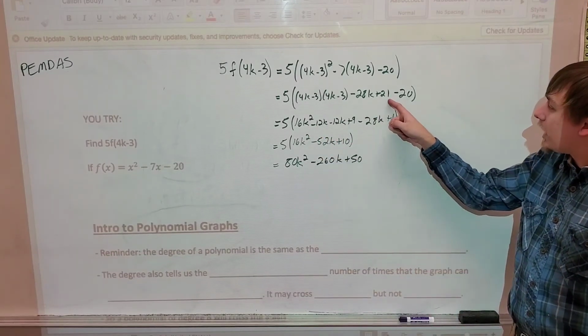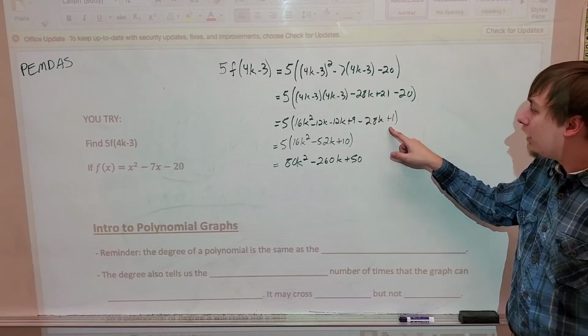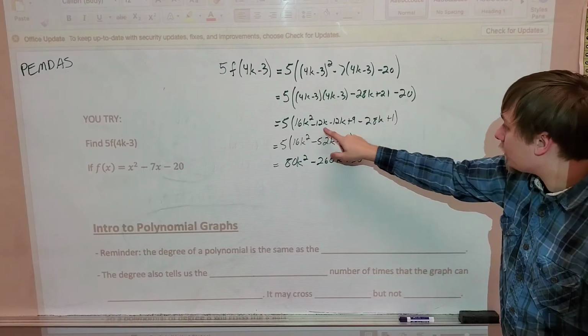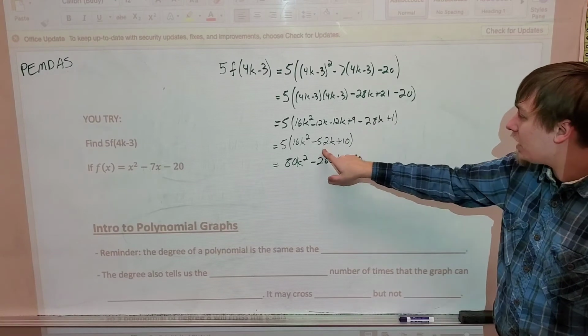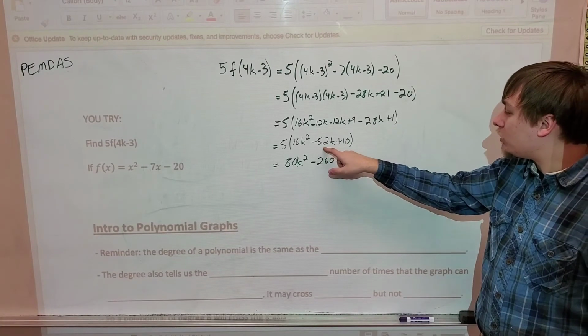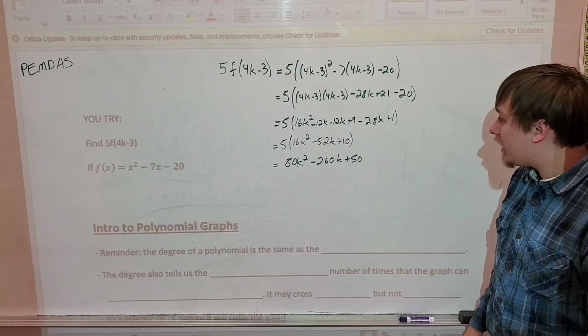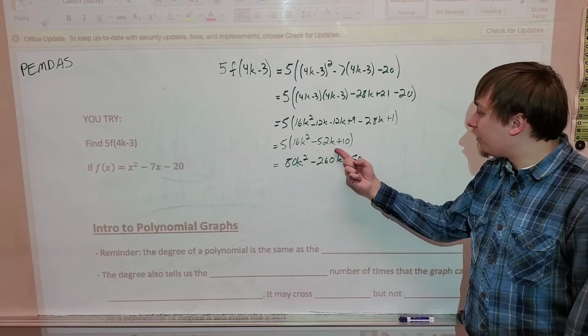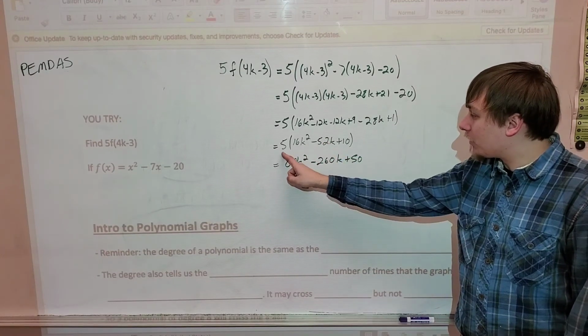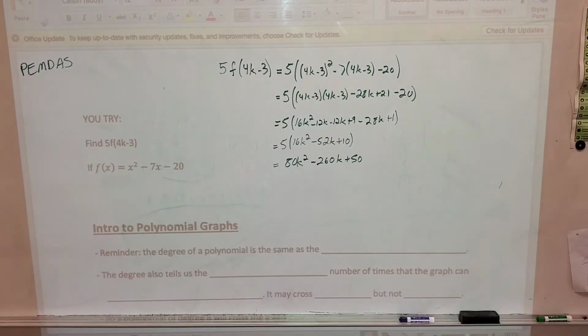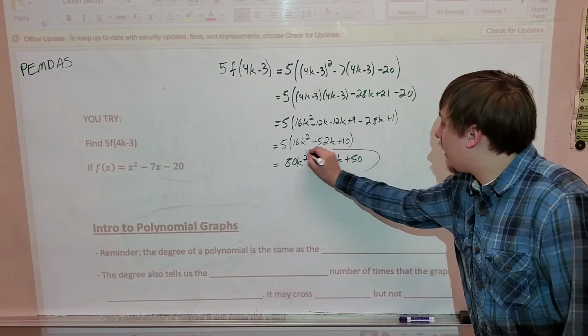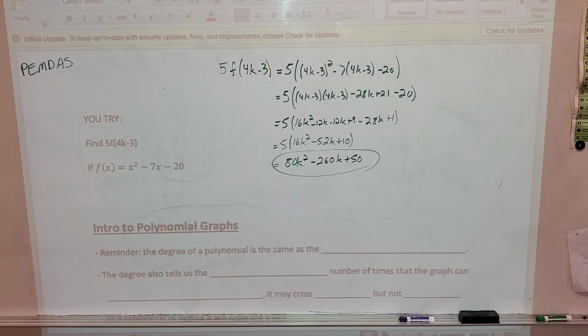I was also able to combine 21 minus 20 into a 1. Then after I did that, I had some k's that I was able to combine, negative 12 and negative 28 to make negative 52 here. Combined all my k's, and then this is all simplified now. So at the very end, I took my 5 and multiplied it inside and distributed. And so we should end up with 80k squared minus 260k plus 50.